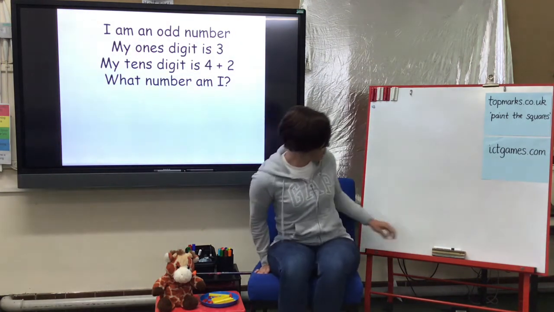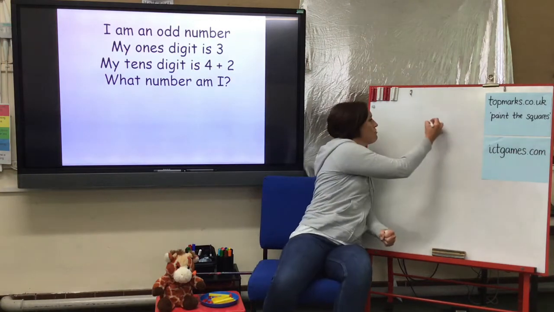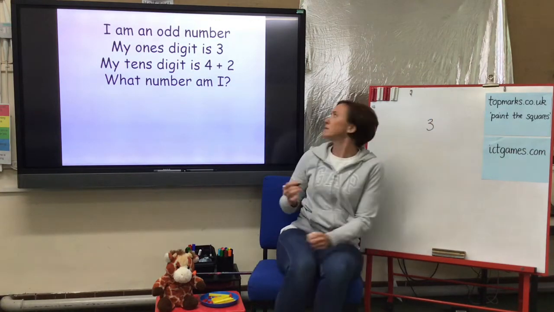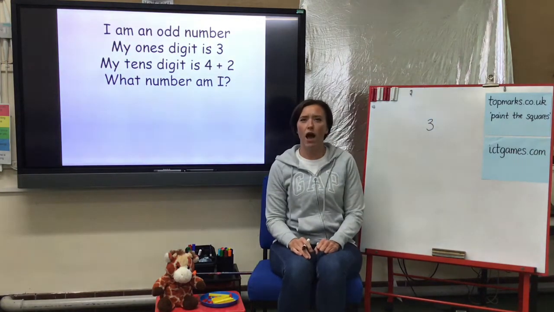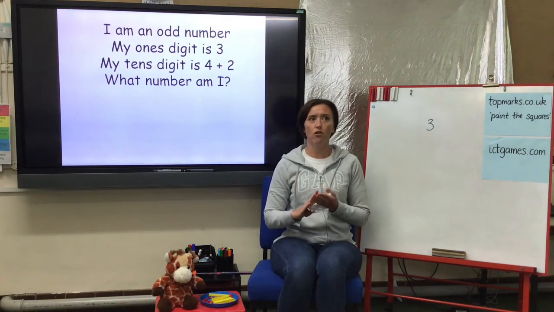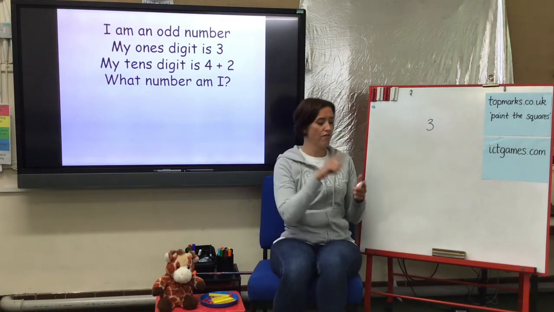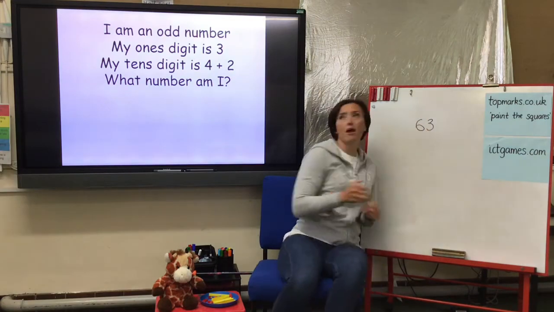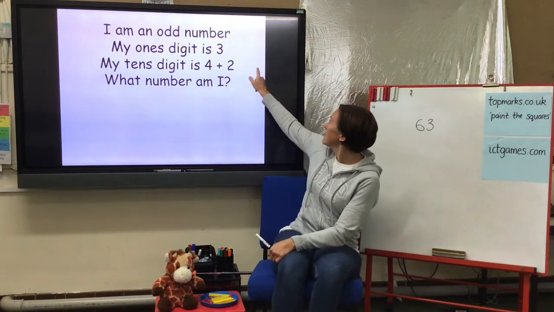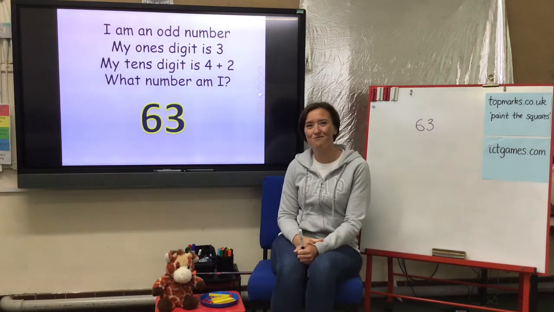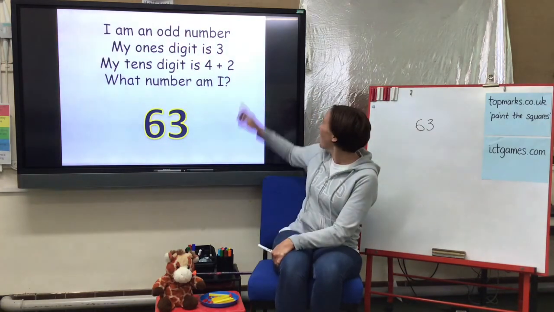Okay, my ones digit is 3 and my tens digit is 4 add 2. So 4, count on 2 more is 4, 6. My number must be 63. Well done if you got that one.